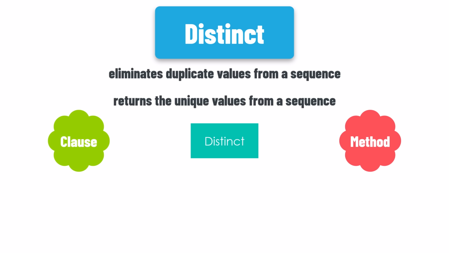It's very important to know that distinct clause can be only used for arrays, lists and strings. It cannot be used for data tables or other data types. But distinct method can be used for any data type. So, the first 2 points you have to learn about this clause are: it returns the unique values from a sequence. It can only be used for arrays, lists and strings. Let's check some examples to see how it can be used.